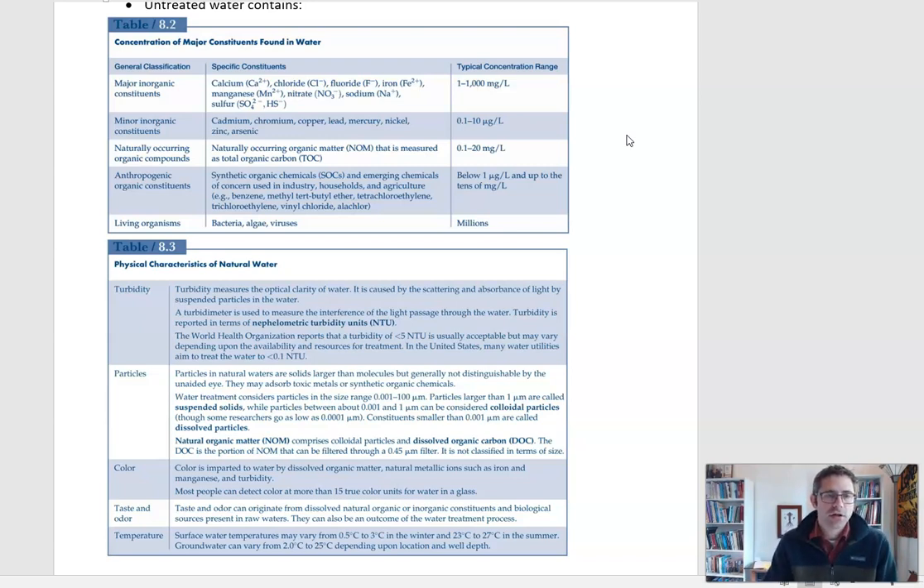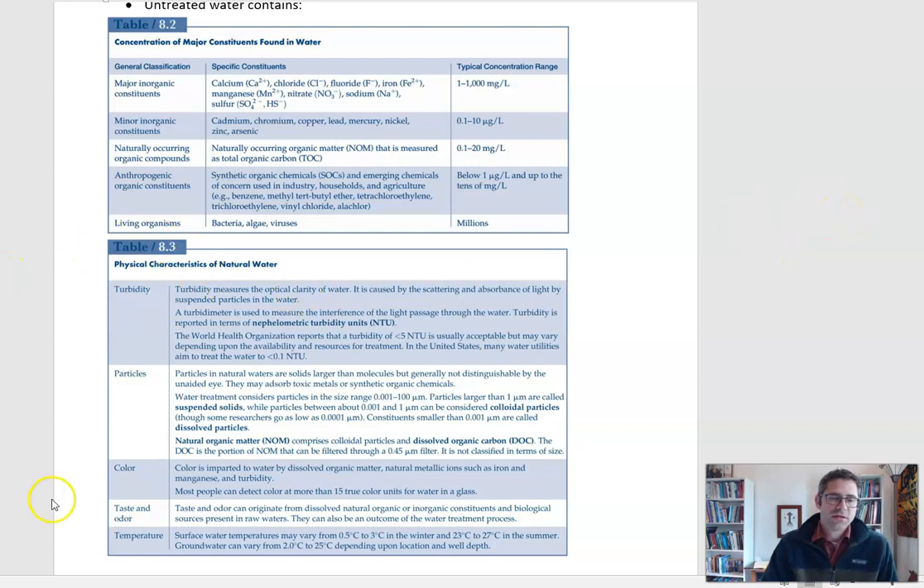We've got naturally occurring organic compounds. So natural organic matter, total organic carbon, this is like decomposing leaf litter or organisms, bacteria. These are living things or previously living things. Then we also have anthropogenic organic constituents. So these are generally small synthetic organic chemicals used in pharmaceuticals or chemicals, pesticides, that sort of thing. And then living organisms, bacteria, algae, and viruses. There's lots of those.